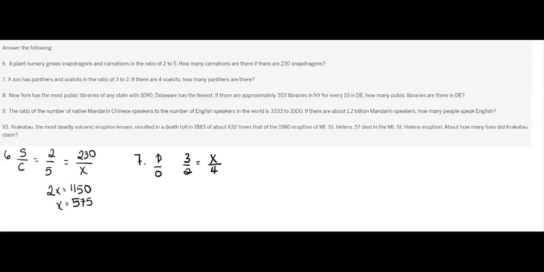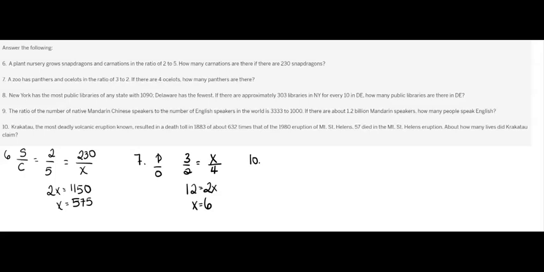Again, I'm going to cross multiply. 3 times 4 is 12. 2 times x is 2x. And if I divide both sides by 2, then I end up getting x equals 6. So there are 6 panthers in the zoo. Now, I would like for you to try number 8 and 9 on your own, but we're going to look at number 10 together because it's worded a little differently.